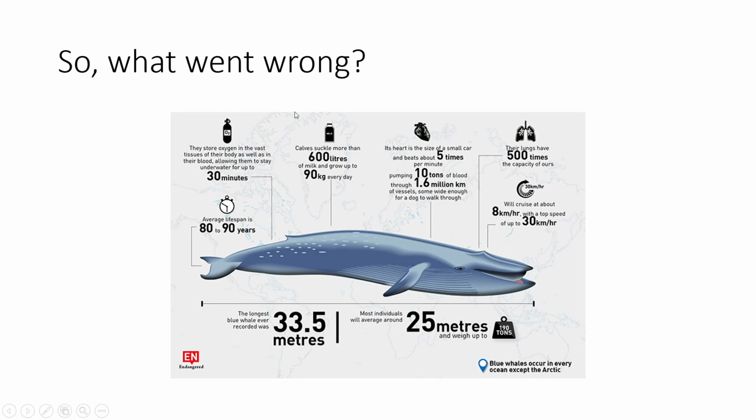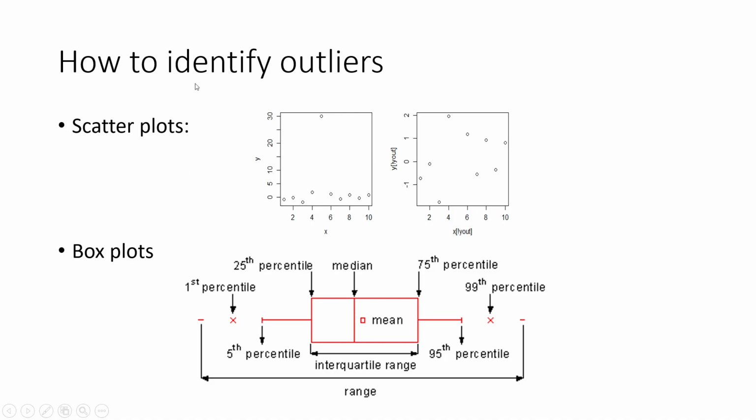Now, here are two ways you can identify outliers if you don't want to manually check if every student was a blue whale or not. So you can use a scatter plot, which helps you visualize things very nicely. As you can see here, this point is really, really far away from all of the others.